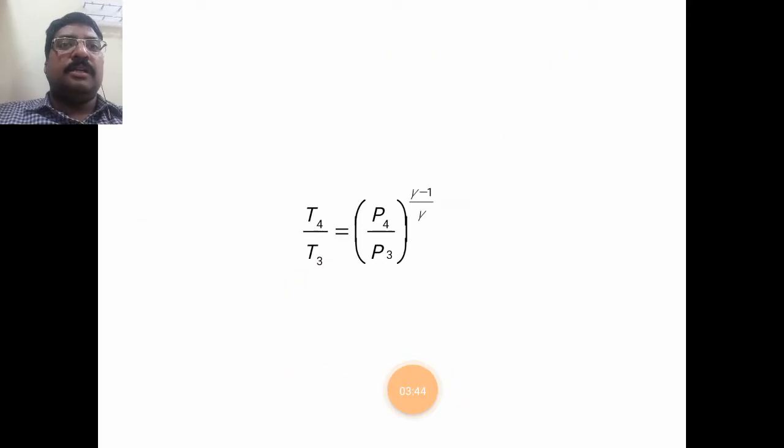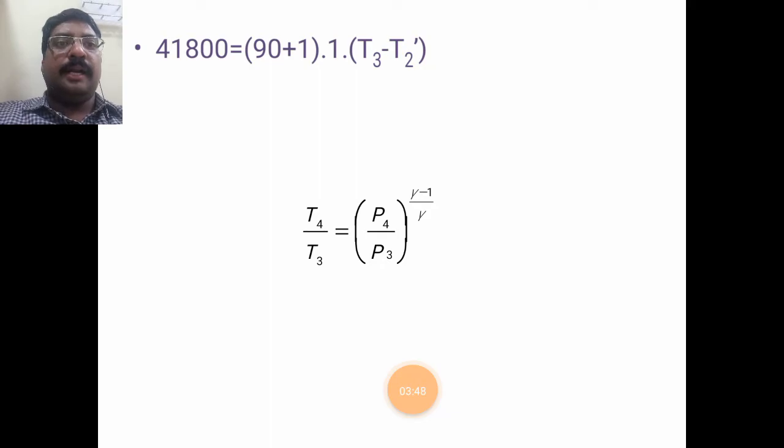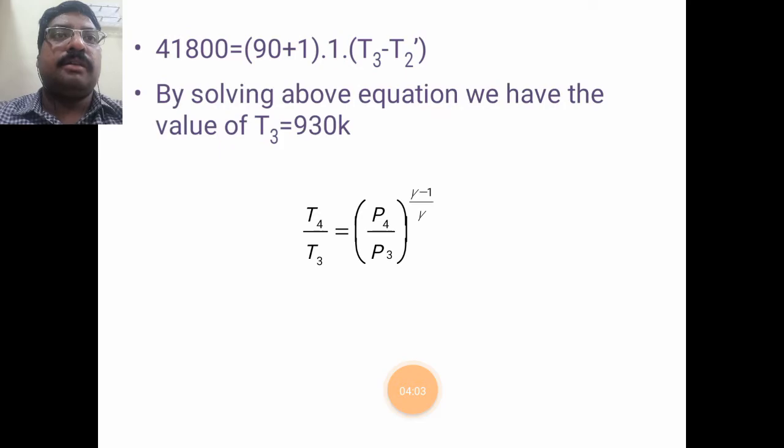Now if you substitute the values, the calorific value is 41,800, and the mass of air by mass of fuel is 90, as given in the problem, plus 1, into Cp value, which is given as 1 kilojoule per kg, and T3 minus T2 dash values we know. If you substitute all these values, we can determine the value of T3.